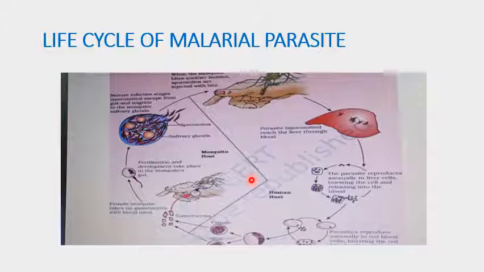The same diagram is shown in your textbook. I hope you can see very clearly. One part is where a larger amount of life cycle changes will happen inside the liver of the human beings. The second part is shown here. This happens inside the gut or the salivary glands of the female Anopheles mosquito. So these two means there are two hosts for malarial parasite to complete its life cycle.